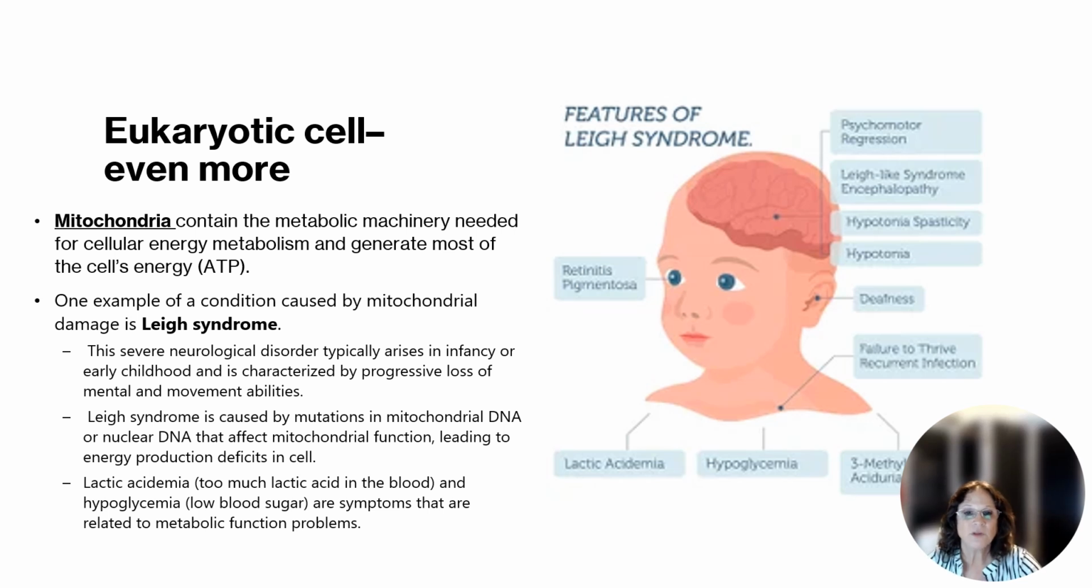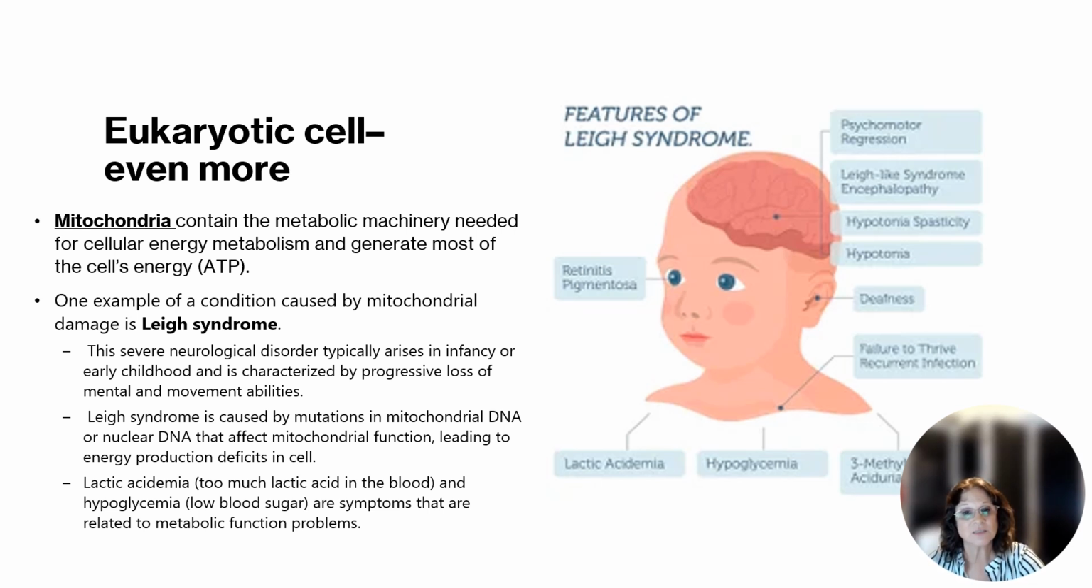So one example of a condition where the mitochondria is damaged is called Leigh syndrome. Now, I don't want you to memorize Leigh syndrome necessarily because I'm not going to test you on this because it's pretty rare, but I am giving you an example of what happens. So there's a damage to the mitochondria of the cells, and this ends up causing neurological disorder. We usually start seeing this either in an infant or by the time they are a child.